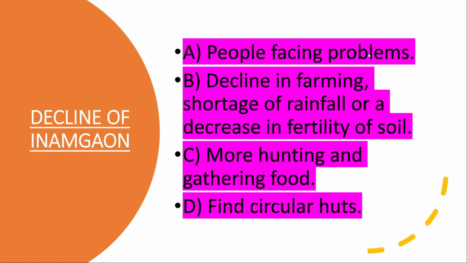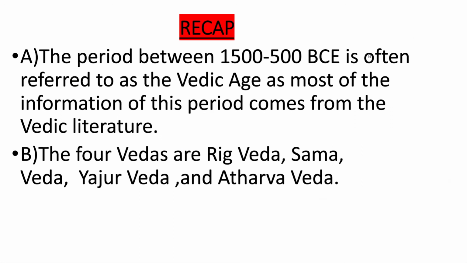So children, I hope you all understood lesson number 4, that is what books and burials tell us. So now we will recap to sum up. The period between 1500 to 500 BCE is often referred to as the Vedic age, as most of the information of this period comes from the Vedic literature.